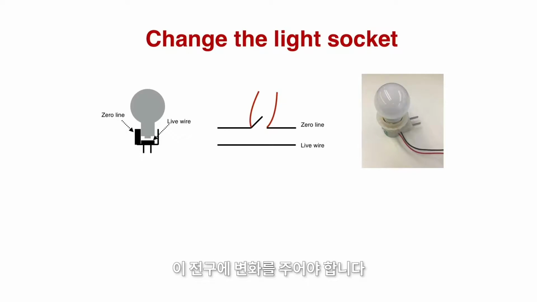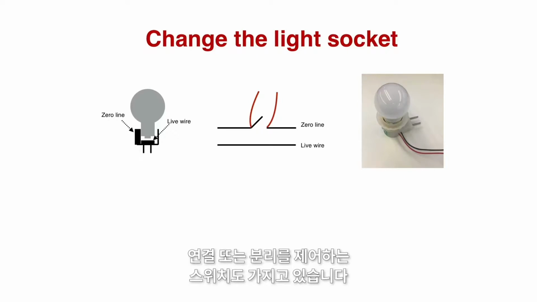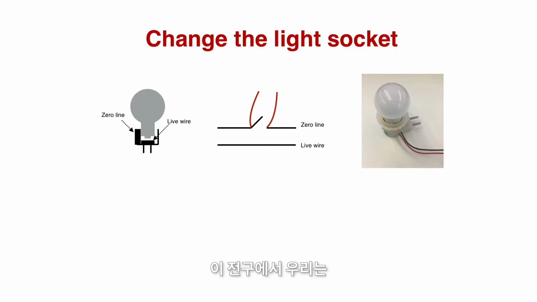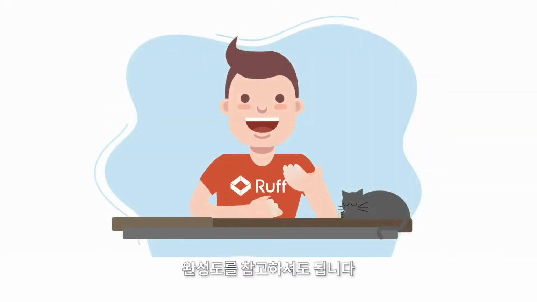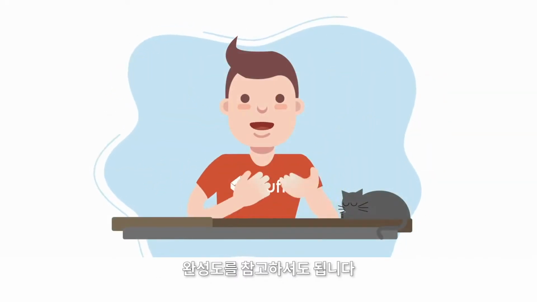Next, we need to change this light socket. Here's the diagram of light socket. As we see in the left diagram, it is actually plugged to a power supply with both ends representing the zero line and the live wire, respectively. In fact, this socket has a switch to control its connection or disconnection. What we need to do is lead out both sides of the switch and wire them. As for the completion effect drawing, we may look at this.